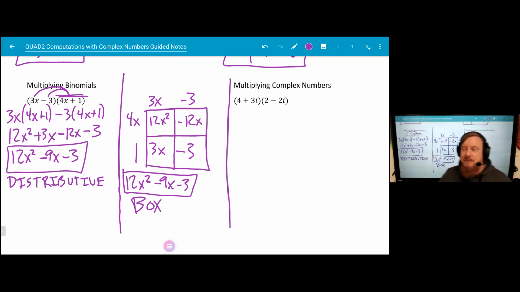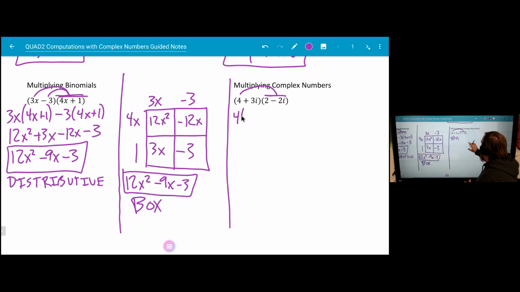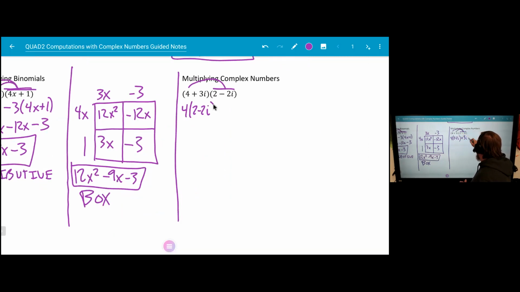Now that I'm moving over to multiplying complex numbers, I'm going to use the same concepts. I'm going to do the same problem 2 different ways. The first way, the distributive method: 4 times 2 minus 2i, plus 3i times 2 minus 2i. And we're going to distribute again.